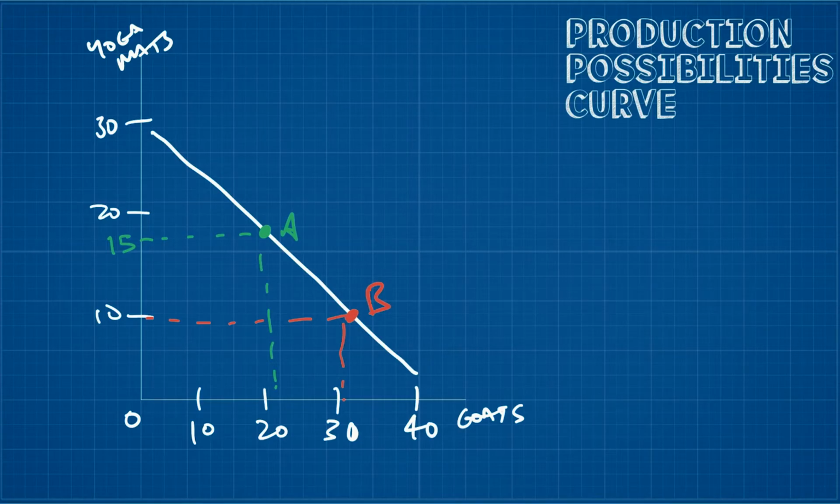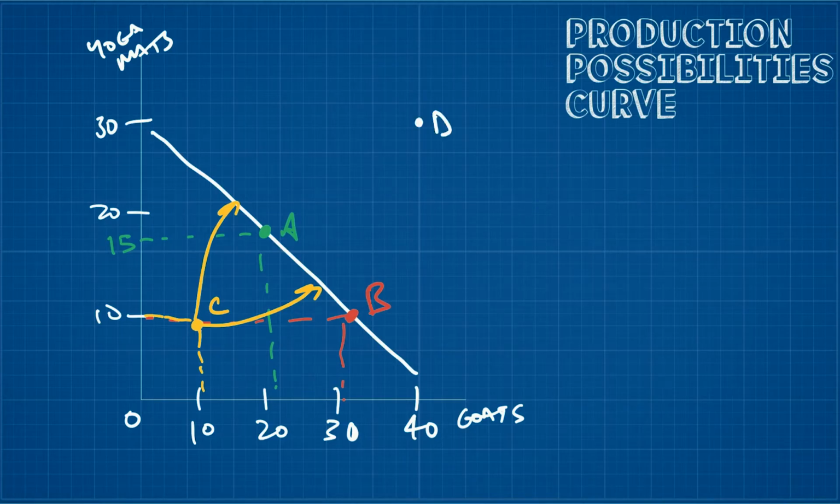But let's just say that I'm downright lazy about my business and I'm not producing at the level of efficiency. And let's say that happens right here at point C. And here I get 10 yoga mats and 10 goats. But the problem is I could be producing more. Anywhere along this line, I could be producing more. And that means I'm not going to make as much money, and that means that I am operating in what's known as inefficiency.